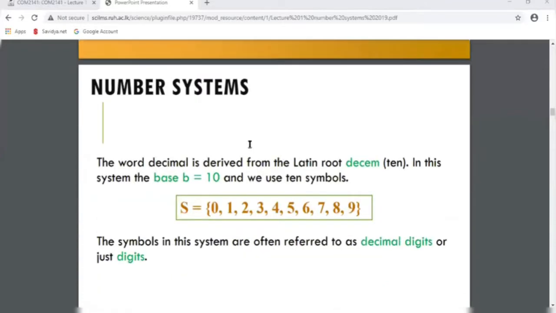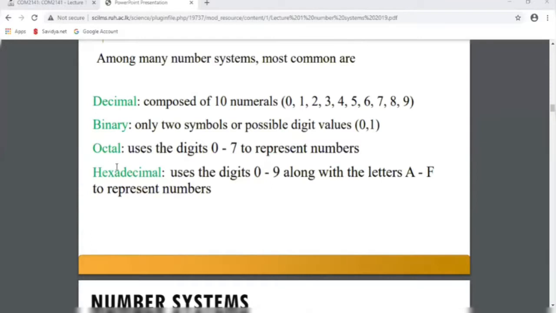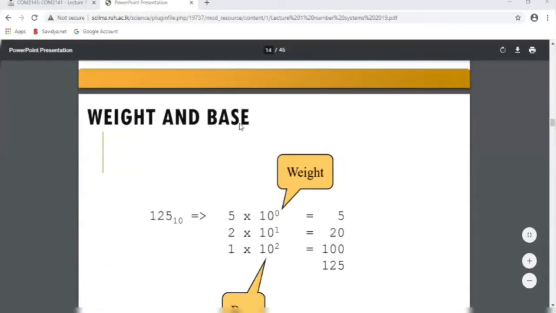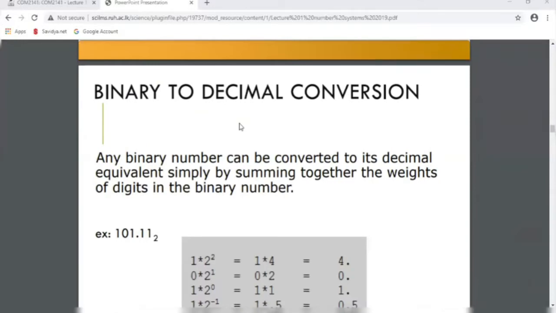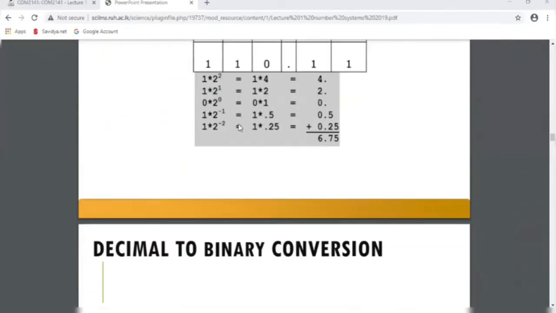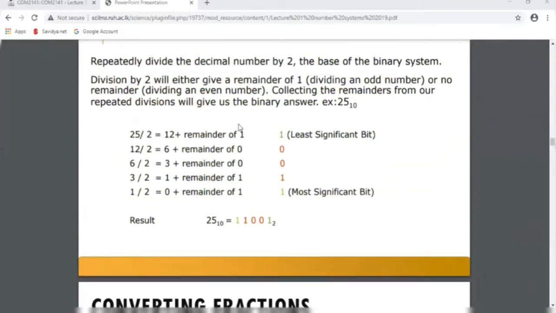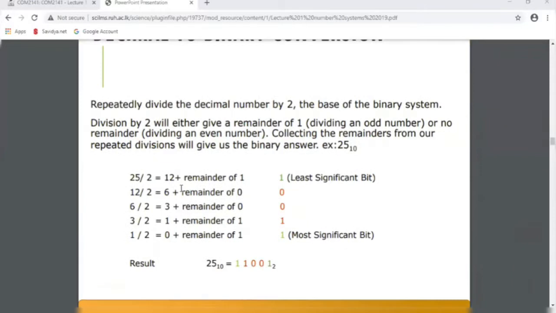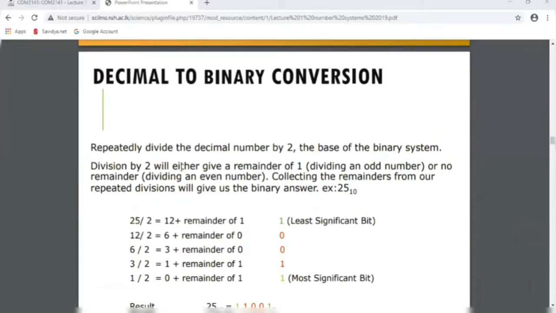Okay. So in conversions between number systems, if you want to convert a decimal number into any of these systems, you have to do a similar thing. As an example, for decimal to binary conversion, we divide by 2. Similarly, if you want to convert decimal to octal, you divide by 8. And for decimal to hexadecimal, you divide by 16.